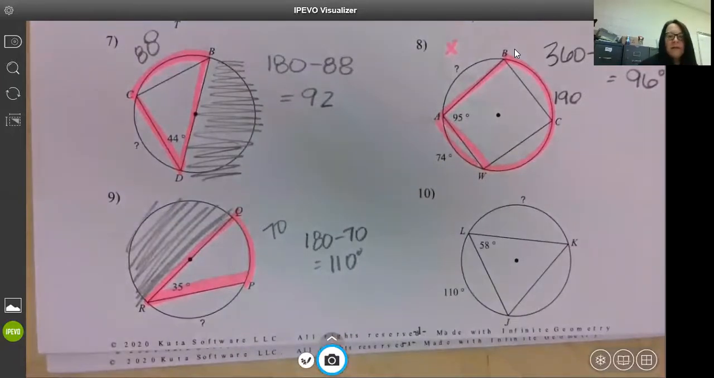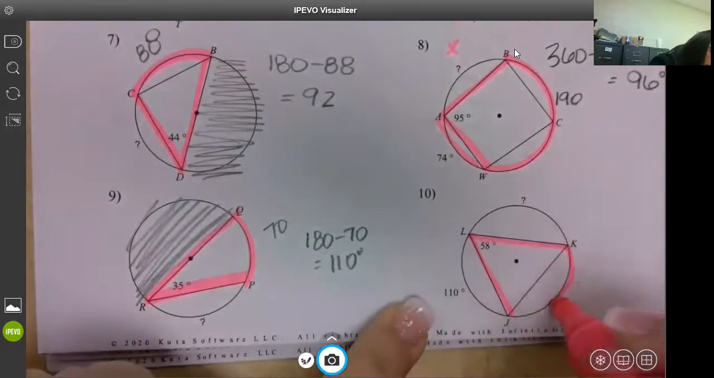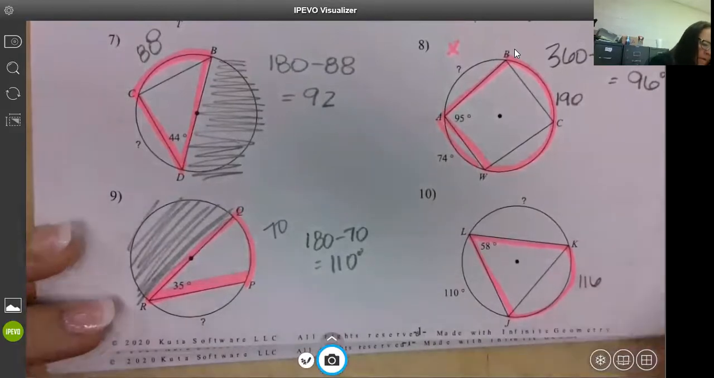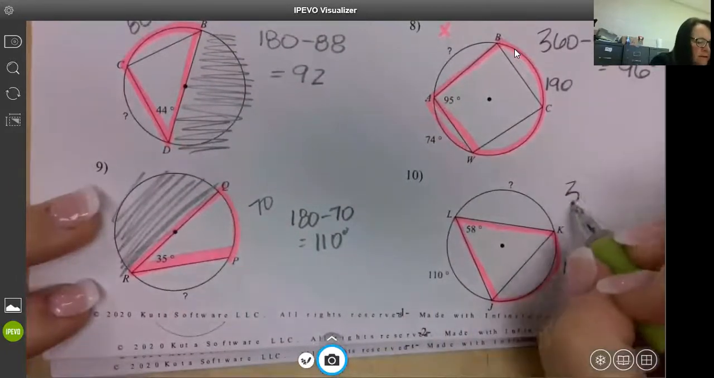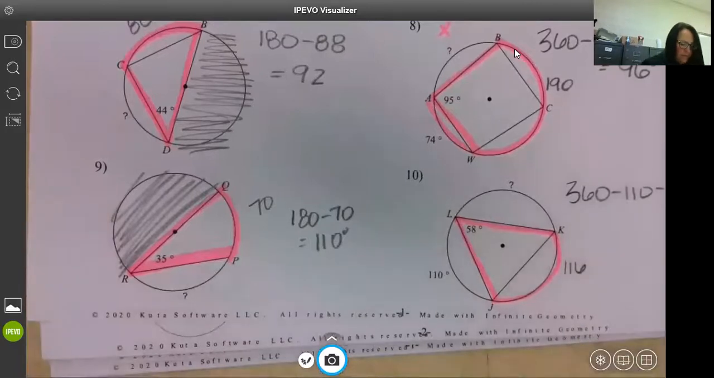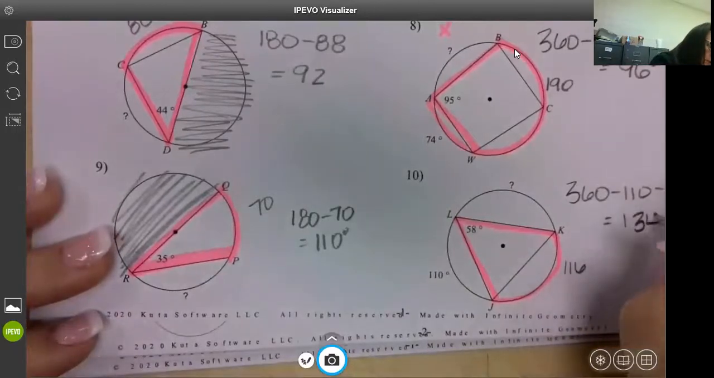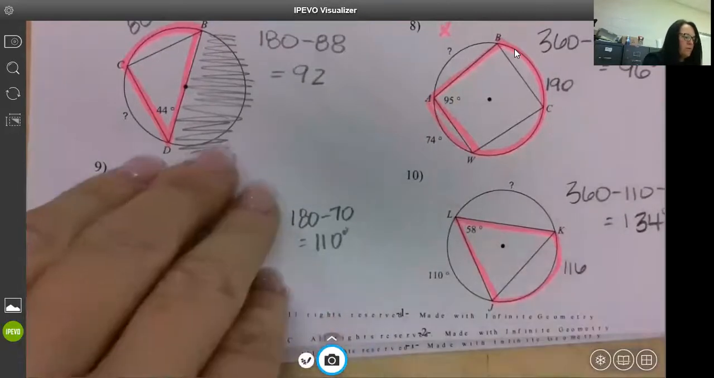Okay. Number 10 looks just like number 8. The 58 will give us this big arc. So 58 times 2 is 116. I have 116 and 110 of my 360. So I'm going to do 360 minus 110 minus 116, which gives us 134. Okay, so that's 1 through 10, pretty simple, not too bad.